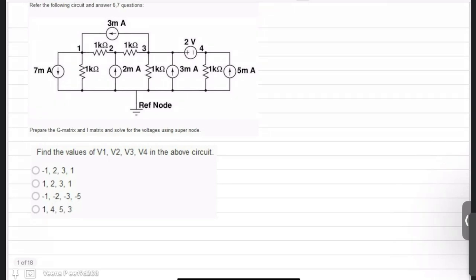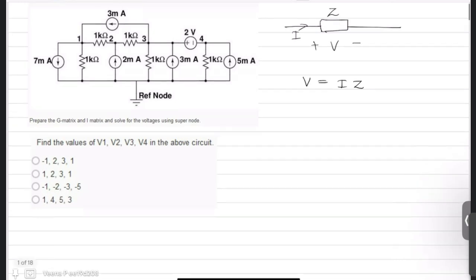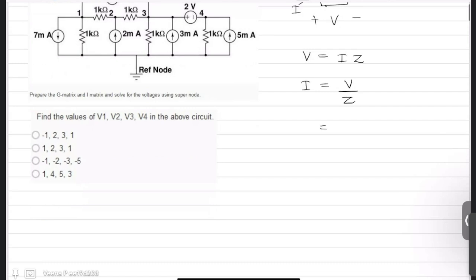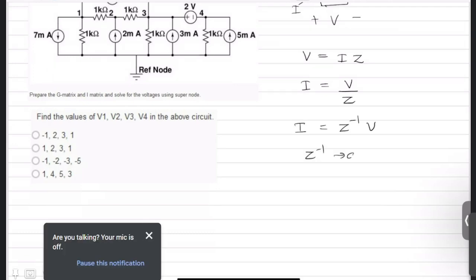You all are familiar with the voltage drop which occurs across an impedance Z. So if current I is flowing through an impedance, there will be a voltage drop V, where V is given by I times Z, or I is equal to V by Z. This can be written as Z inverse into V, where Z inverse is the admittance of the system.